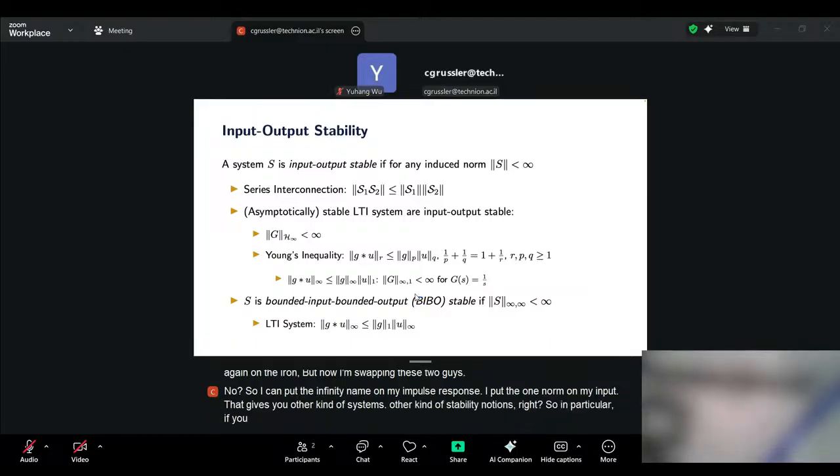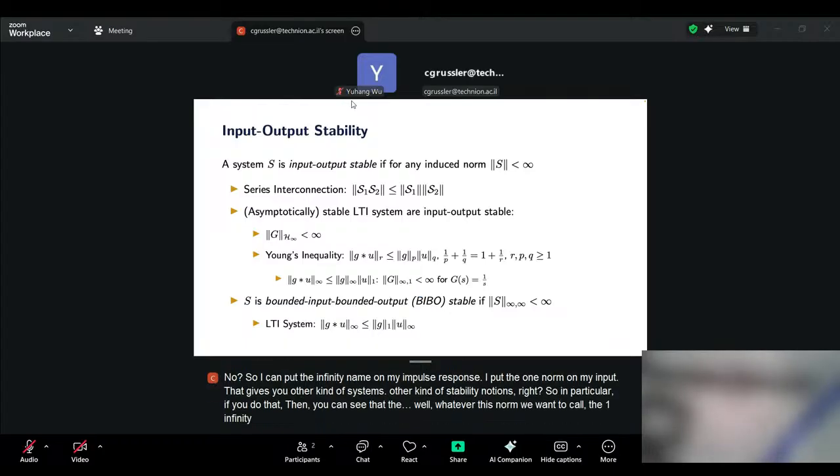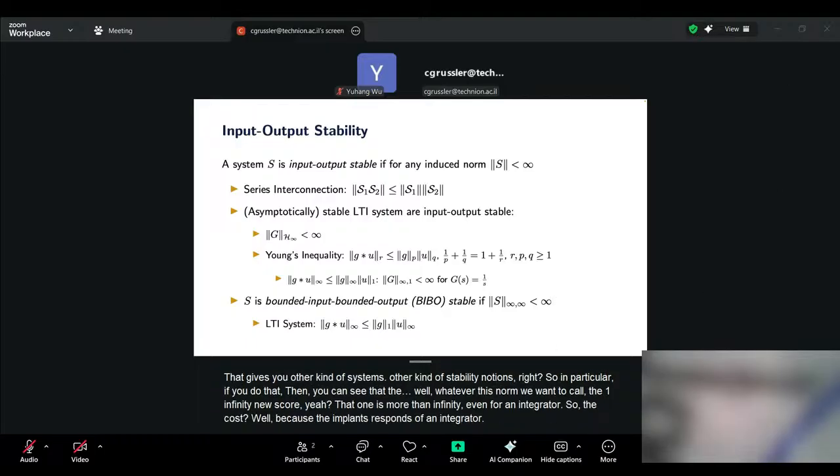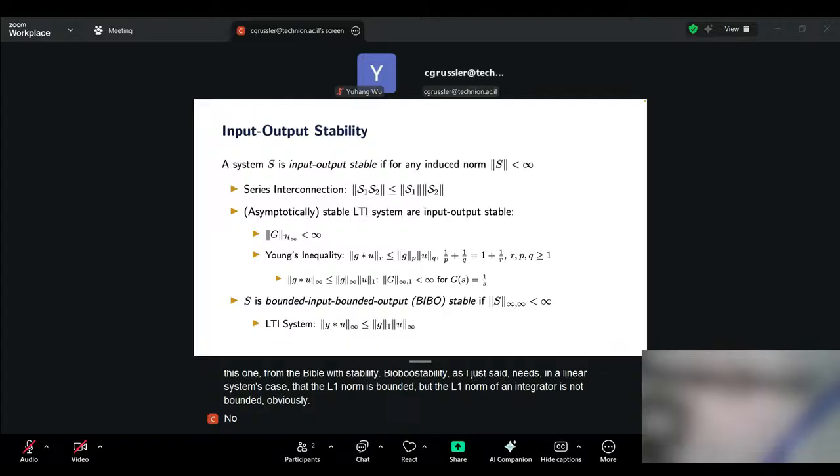So in particular, if you do that, then you can see that whatever this norm we want to call, the one infinity norm, that one is smaller than infinity even for an integrator, because the impulse response of an integrator is obviously still bounded. So meaning you can get different kinds of stability notions, right? It's different from this one, from the BIBO stability. BIBO stability, as I said, means in the linear systems case that the one norm is bounded, but the one norm of the integrator is not bounded, obviously. So you get different things.